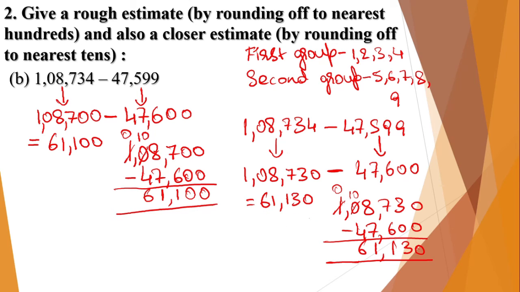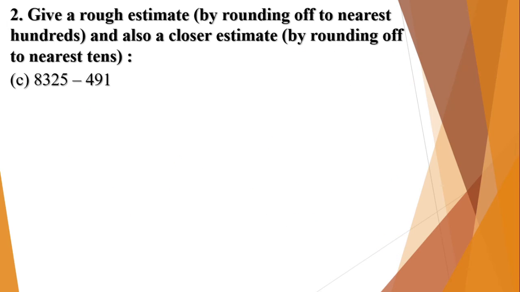So now let's see the next question. Now, the third question we have is 8,325 minus 491. Now here first we should estimate to nearest hundreds and tens. Now, the first number which we have is 8,325. Now here we should circle 3 because it's in hundreds place and circle 2 because it's next to 3.